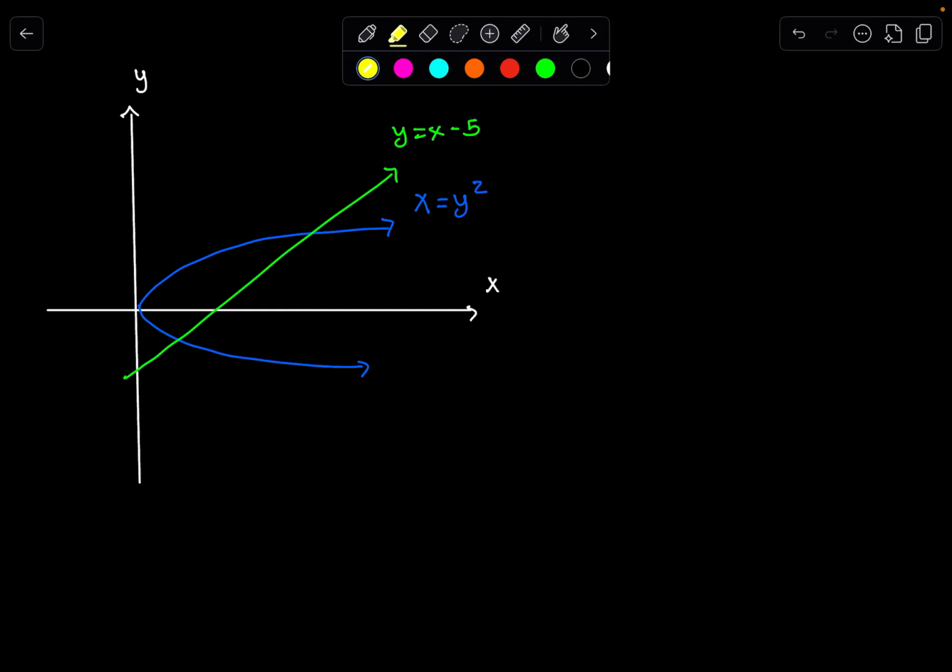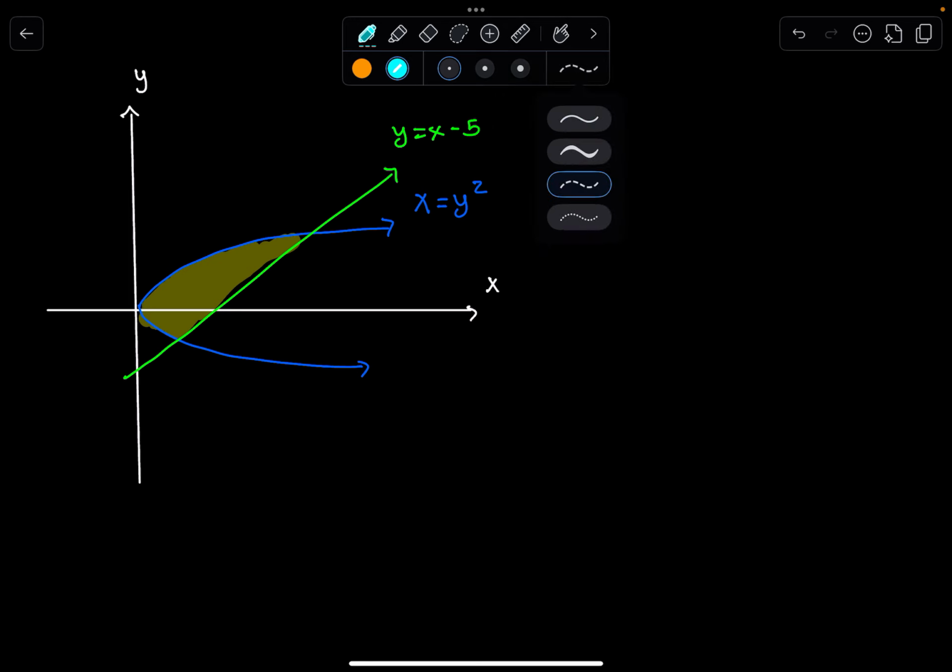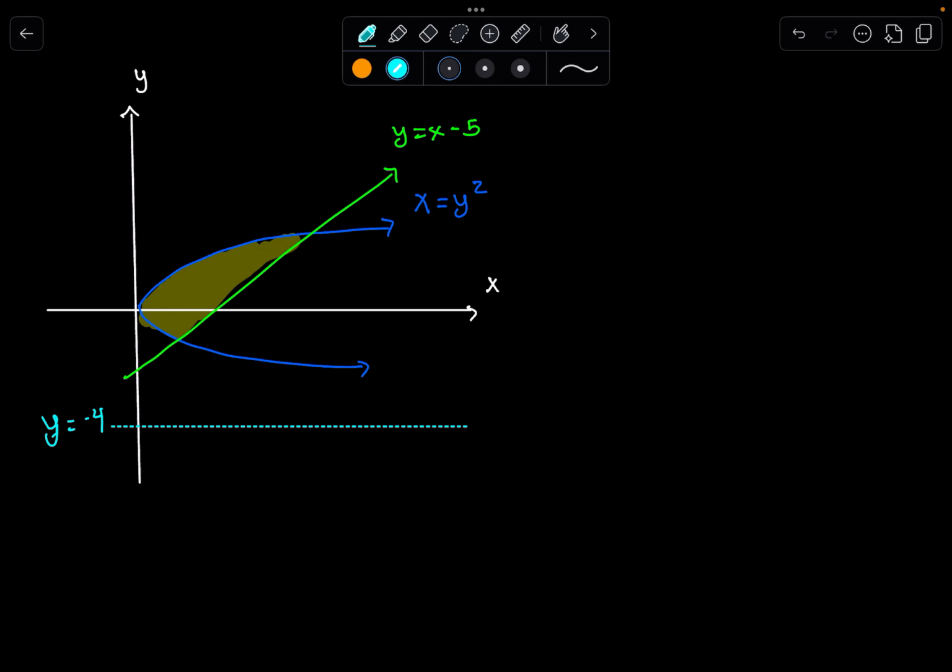So we're talking about getting this region right here. And we're going to rotate it now around the same axis, so y is equal to -4. So let's get the dashed line out. Okay, so the same exact axis, y is equal to -4.